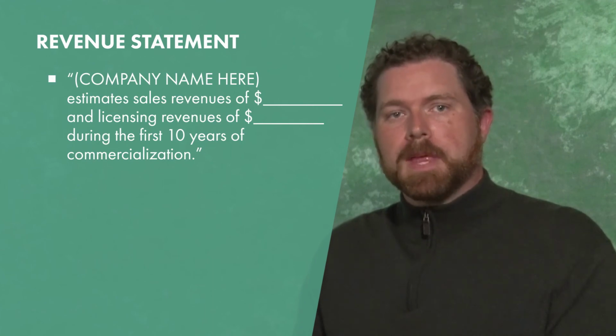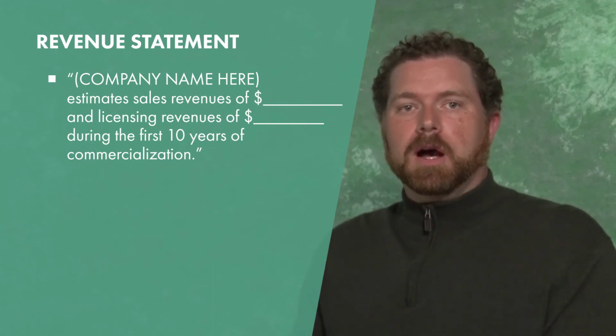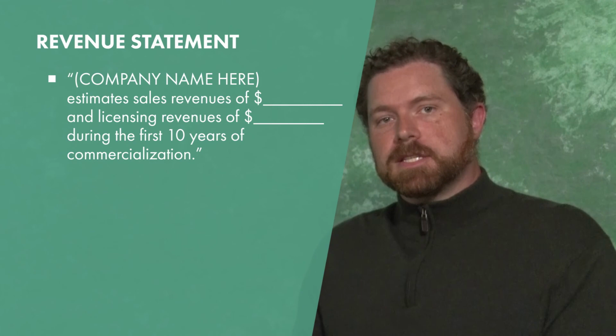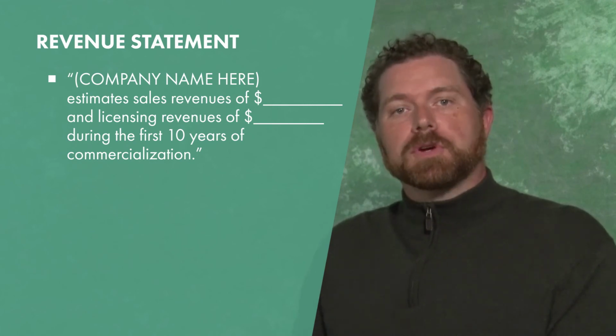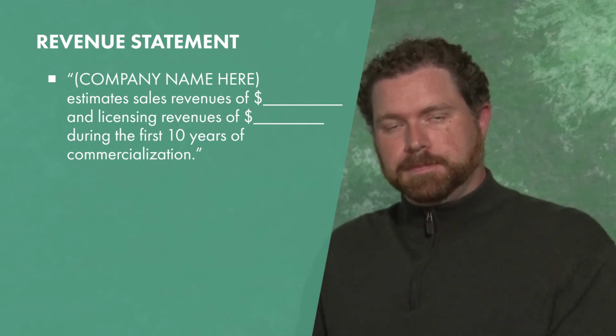"[Enter company name here] estimates sales revenues of X dollars and licensing revenues of X dollars during the first 10 years of commercialization." The question becomes, what numbers do you put in the blanks? Do you have to provide a substantiation for the numbers in the commercialization plan? And what if you are not going to use both strategies, direct sales and licensing? Then what do you do? Please see the accompanying demo to see how information can be found, again using Google to complete the section.